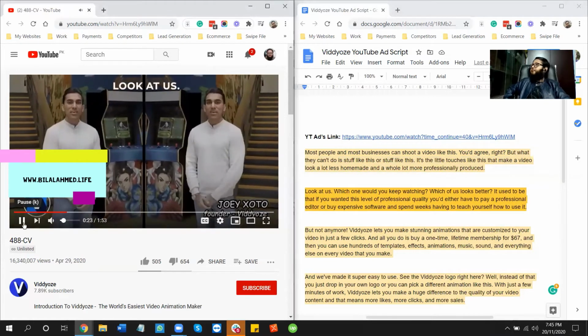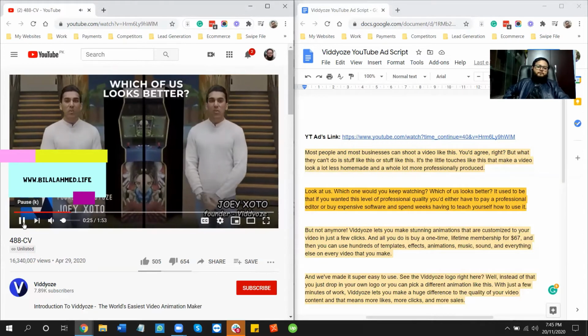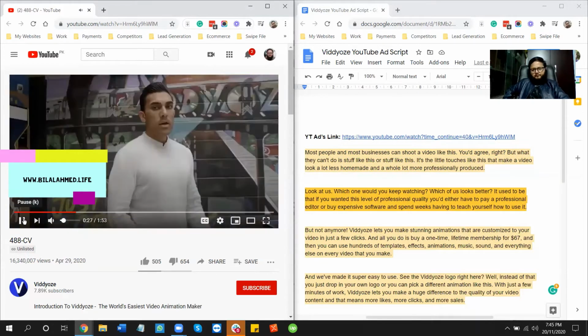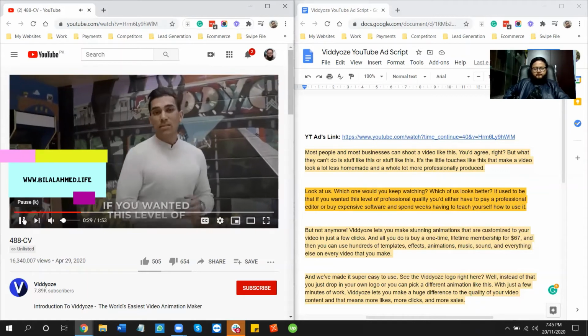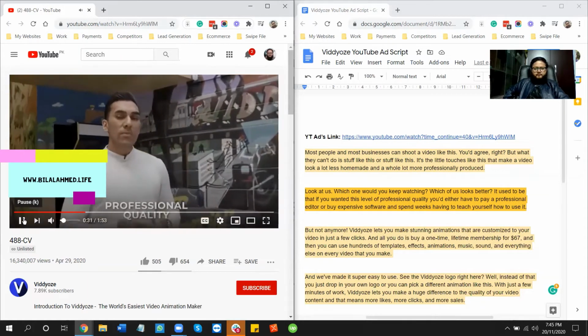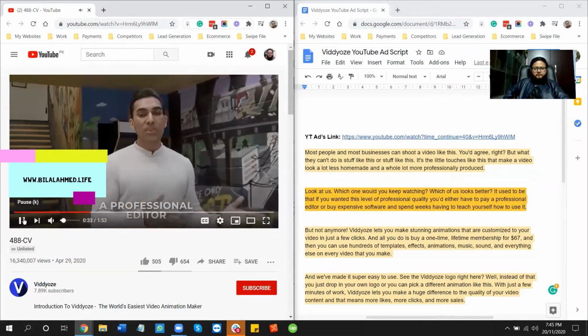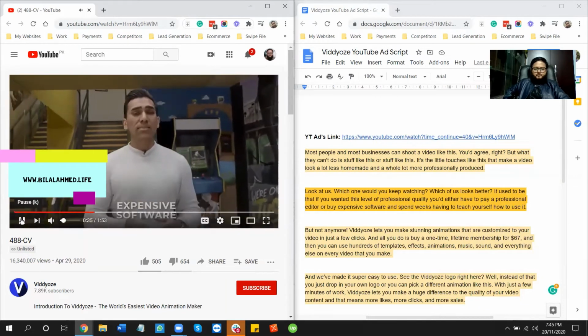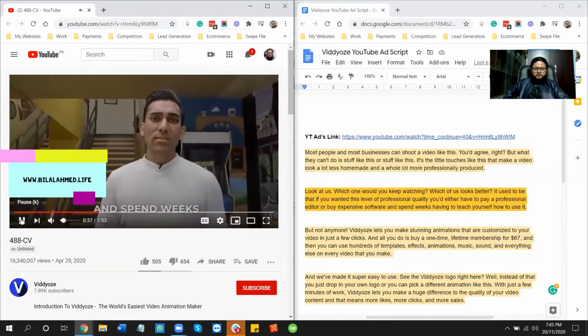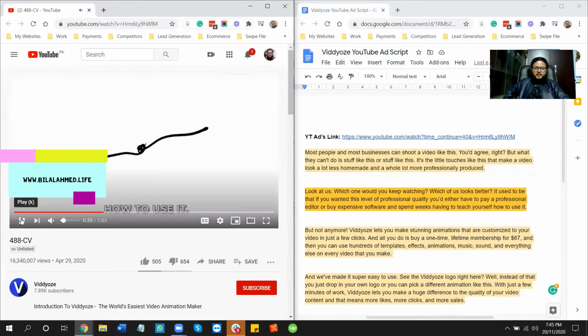Look at us. Which one would you keep watching? Which of us looks better? It used to be that if you wanted this level of professional quality, you'd either have to pay a professional editor or buy expensive software and spend weeks having to teach yourself how to use it.